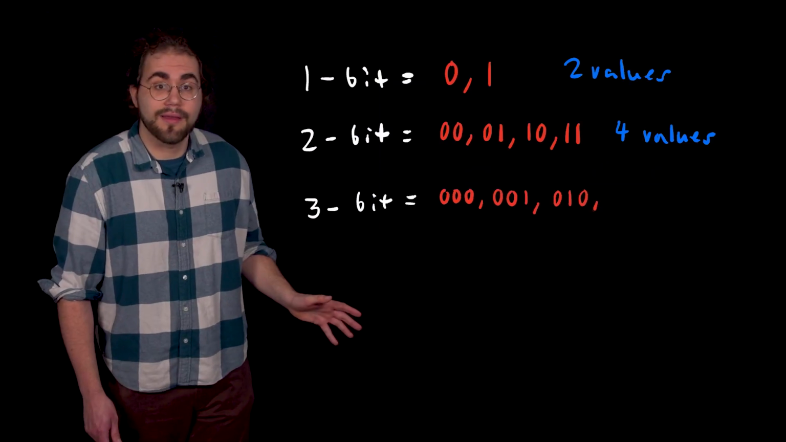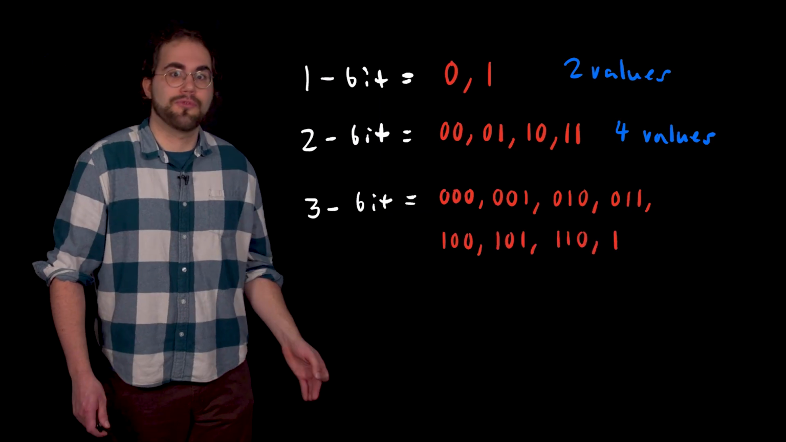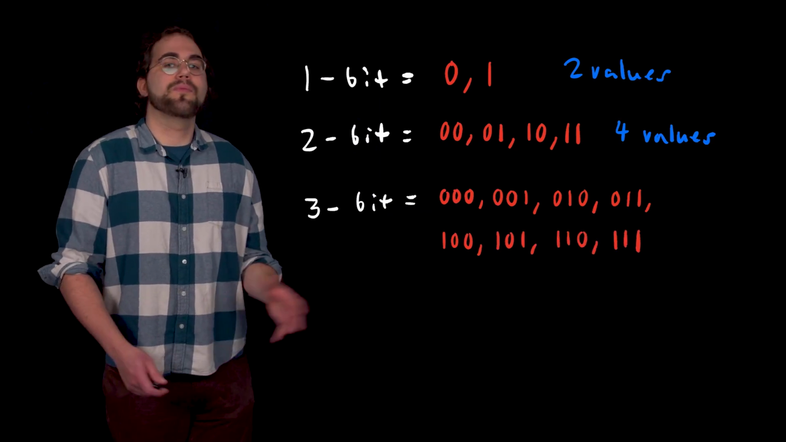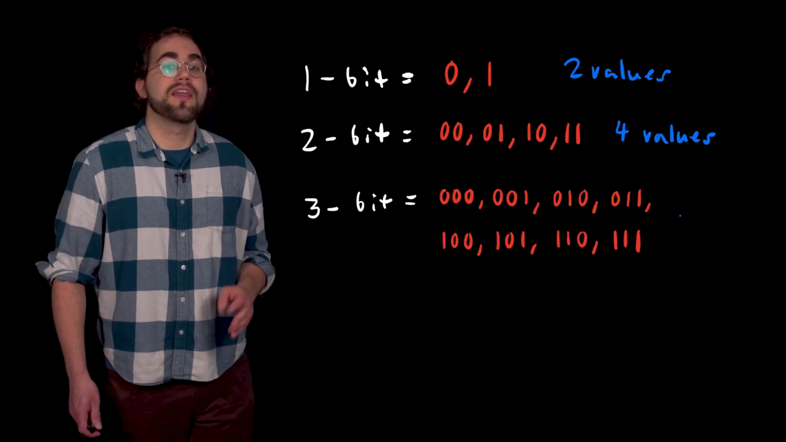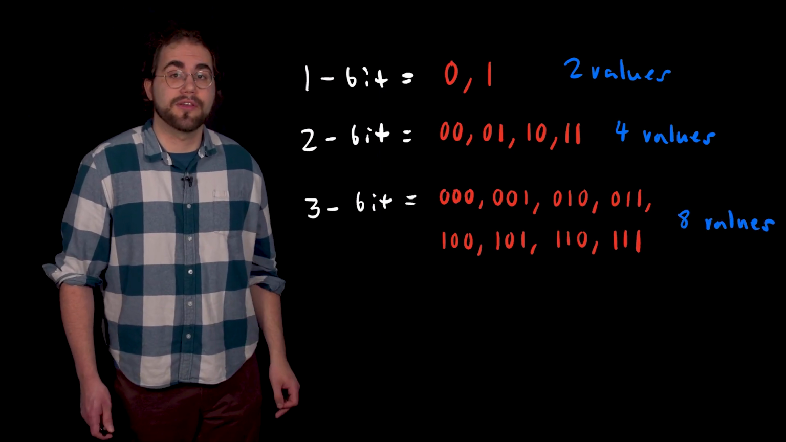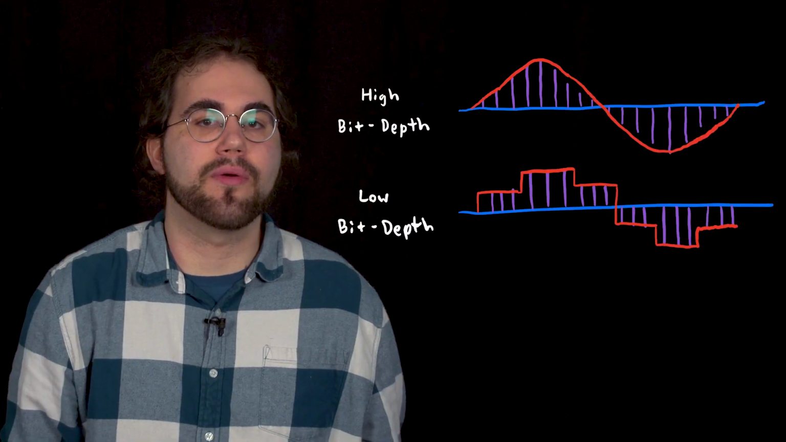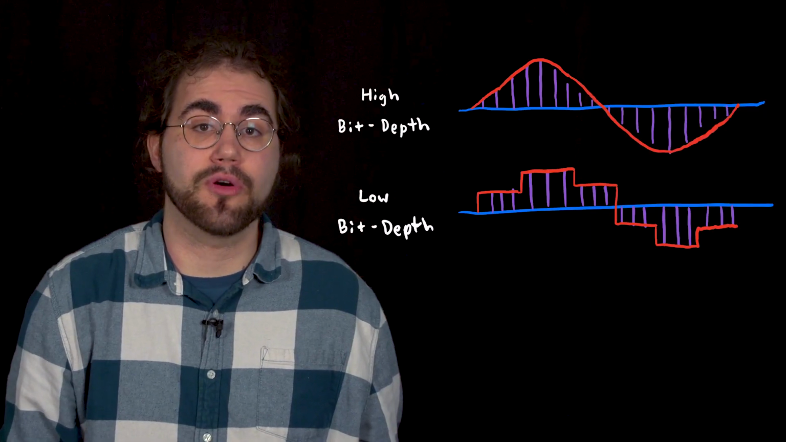Now, with 3-bit, that's a sequence of, well, 3 bits. And, well, I'm not reading all that. But you can see where I'm going with this. In total, there are 8 different values. The greater the value of the bit depth, the higher the amount of voltage data that can be recorded.